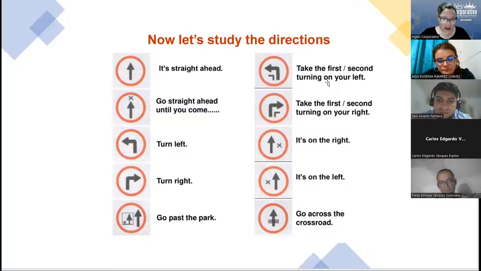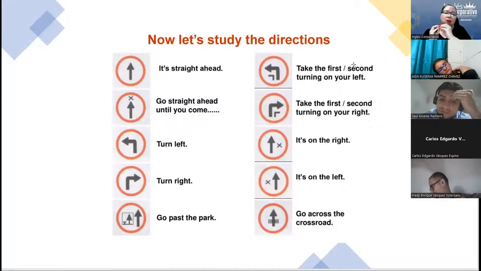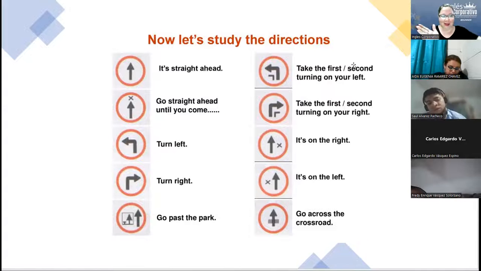Then take the first, take the second, dependiendo cuál, porque, bueno, aquí tal vez sería como, va, en la primera entrada, ahí se mete. Sí, es lo mismo acá. Take the first, the second, puede ser la segunda calle, el segundo pasaje, lo que sea, ¿verdad? Entonces, luego, turning on your left, for example. Right, turning on your left, or on your right, it depends, okay?